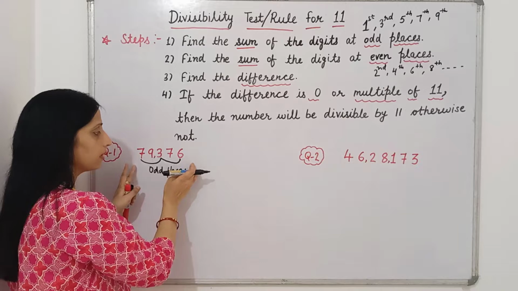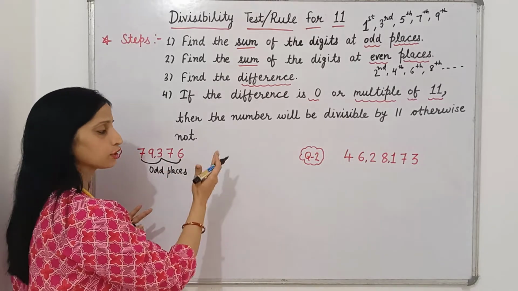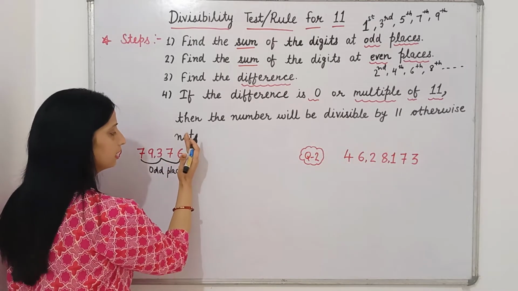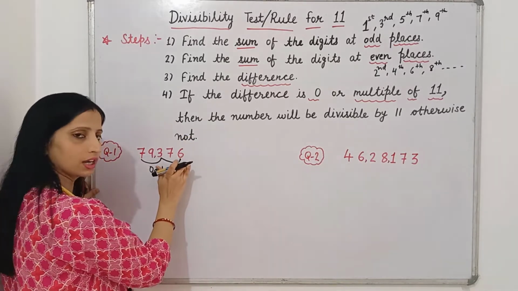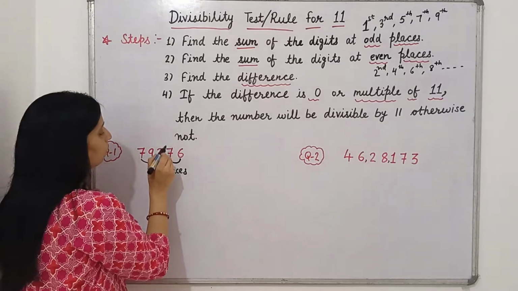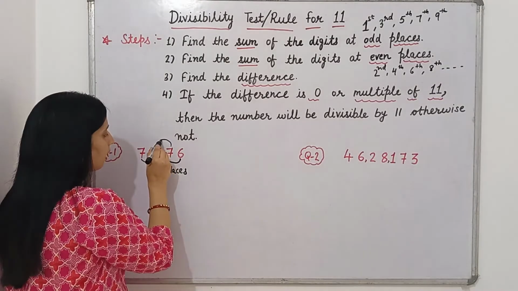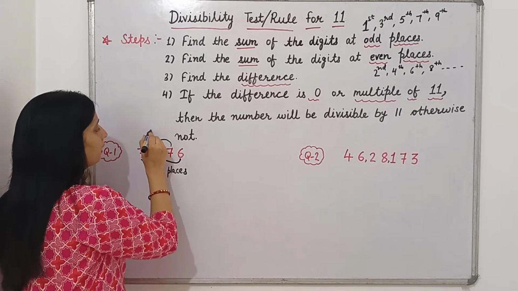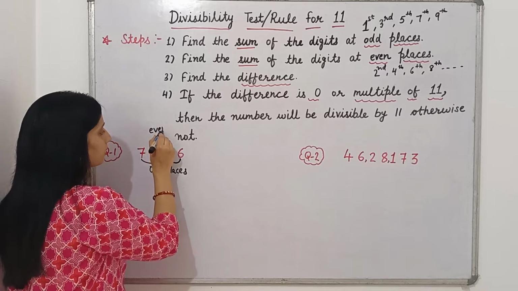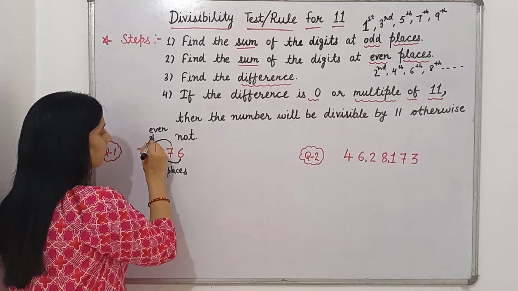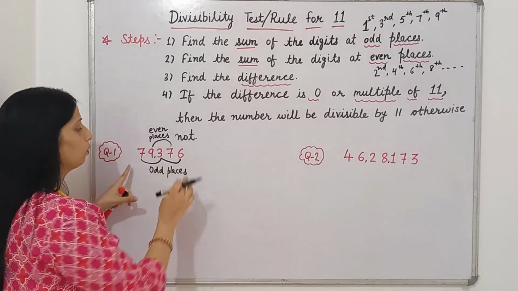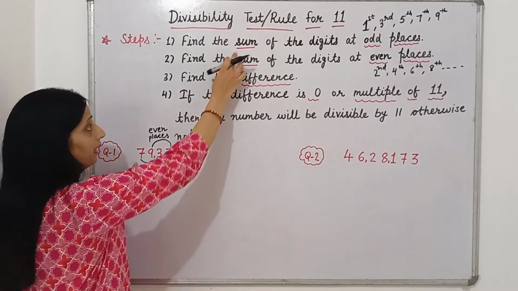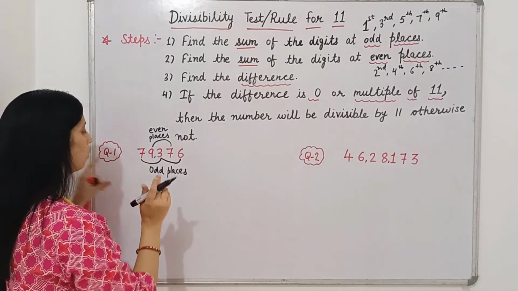In a number, our places always start from the right hand side. This means from the right end of the number we will start our places. And now 7 and 9 are the digits which are at even places. Now first we have to find the sum of the digits at odd places.